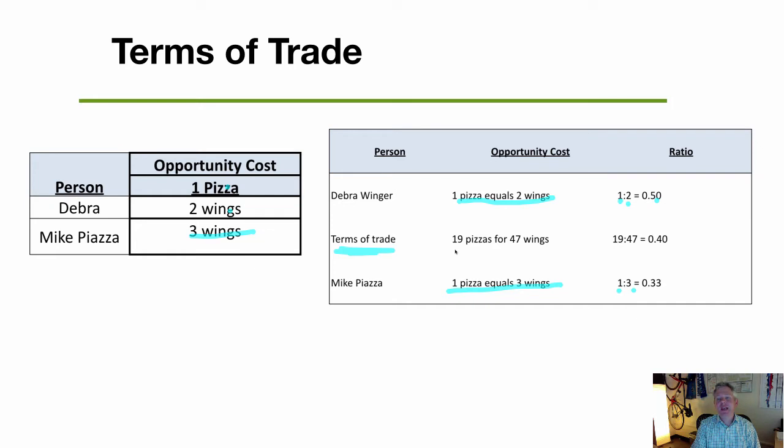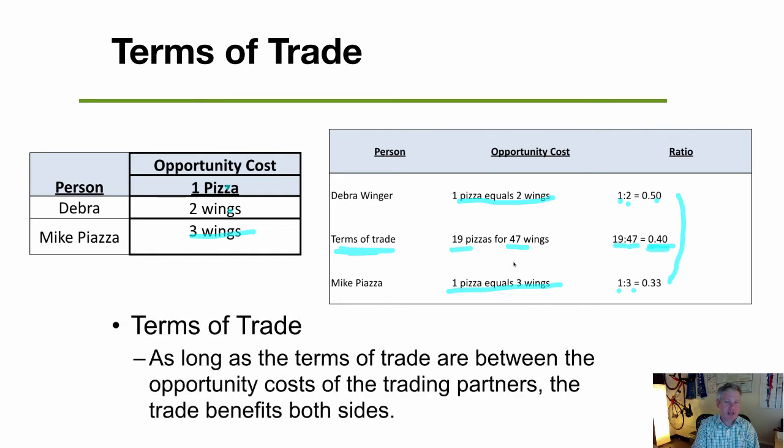All right. So let's think of 19 pizzas for 47 wings, or 19 to 47, or 0.4. So notice, all I need is a number in between their valuation. As long as there's an overlap between the two, all right, then they can come to some agreement. As long as they're not actually exactly the same number, as long as there is a space between these two, then some number, I just picked 0.4 here, but it could be something closer to 0.5, closer to 0.3, kind of depends on how good of a negotiator they are, but at least there is a terms of trade that would allow them to exchange pizza and wings, all right?